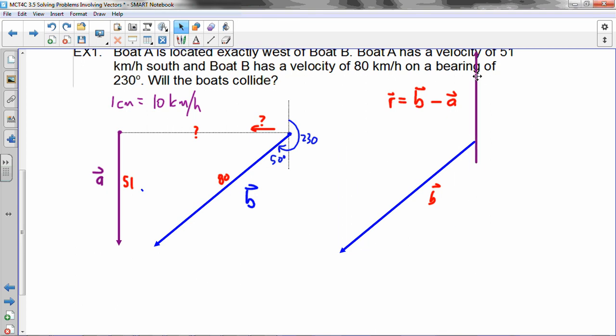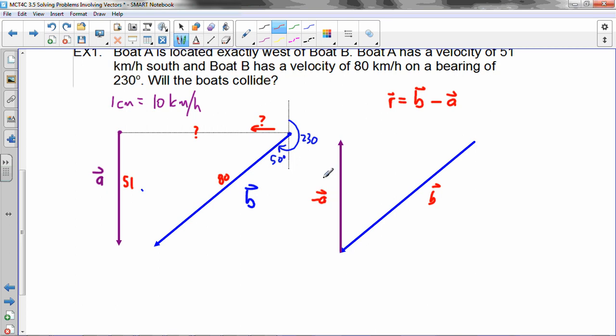I'm going to flip it up the other way. If I draw them tail to tail, I'm kind of going off, but let's draw them tip to tail. So this is B and minus A. This is 51 and this is 80. And it looks like the resultant, R, is this vector right here. And it certainly looks like boat B is going to smash right into boat A according to our diagram.